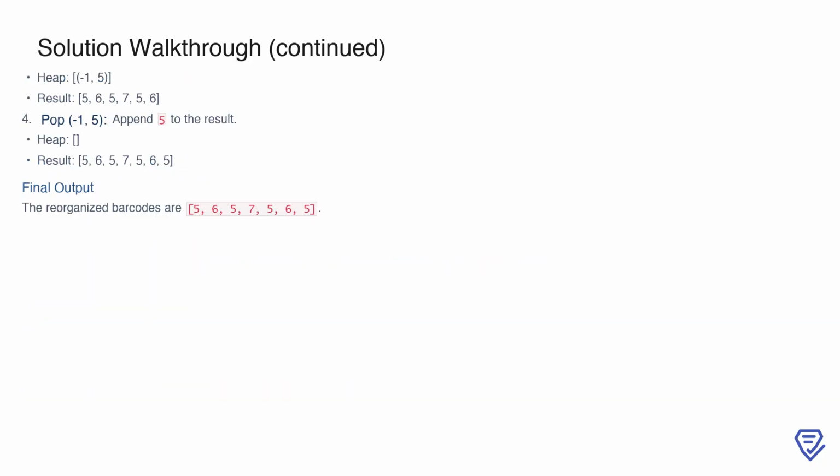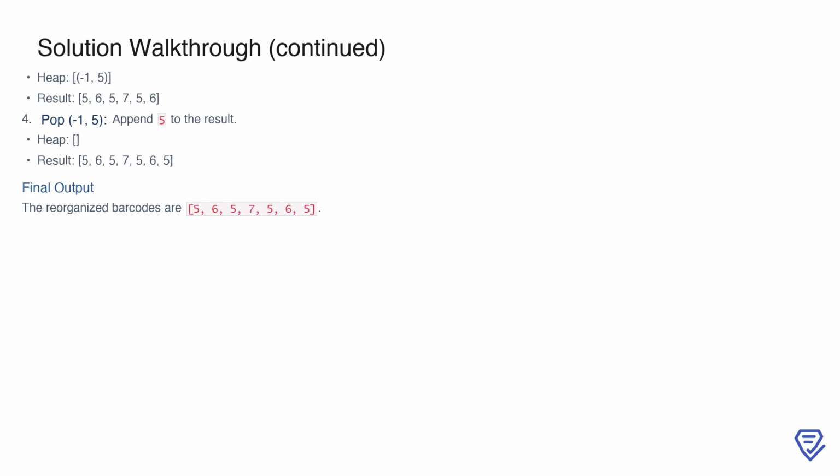Continuing the process, we pop -2, 5, and -1, 6 in the third iteration, corresponding to barcodes 5 and 6. These are appended to the result array, and their counts are decremented to -1 and 0. Since barcode 6 has no remaining count, it is not pushed back into the heap. The heap now contains -1, 5, and the result array is 5, 6, 5, 7, 5, 6. Finally, we pop -1, 5, corresponding to barcode 5, and append it to the result array. At this point, the heap is empty, and the final result is 5, 6, 5, 7, 5, 6, 5.